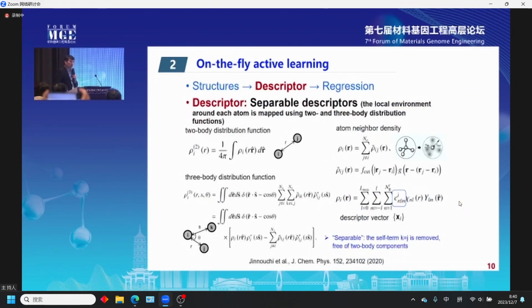What is described in the WASP code is an attempt to use a separable descriptor, which describes the local environment around each atom and can be mapped using 2- or 3-body distribution functions. This is normally very successful, but in these systems, the 2-body or 3-body atomic distribution functions are really not enough to describe the whole structure.